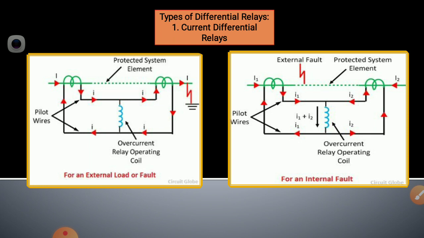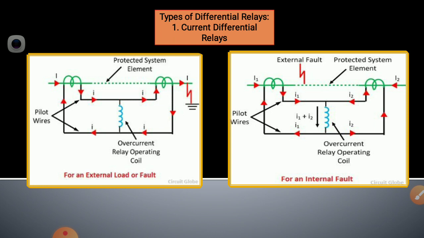And second is the voltage differential relay. In that we consider the second electrical quantity, voltage, as the actuating quantity, or the voltage as difference is the voltage that will be used for the voltage differential relay. So first we see the current differential relay.